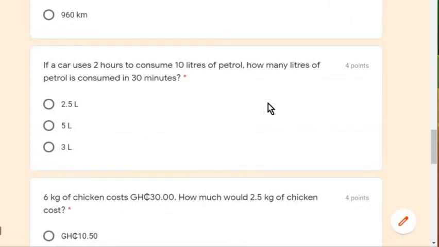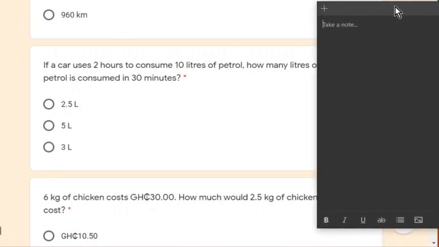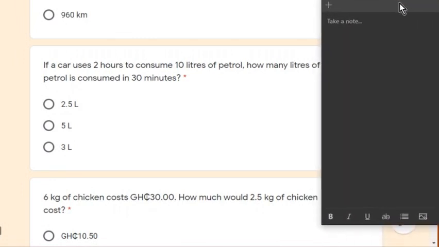Next question. If a car uses 2 hours to consume 10 liters of petrol, how many liters of petrol is consumed in 30 minutes? This is also direct proportion. The more petrol you use, the more time you spend.